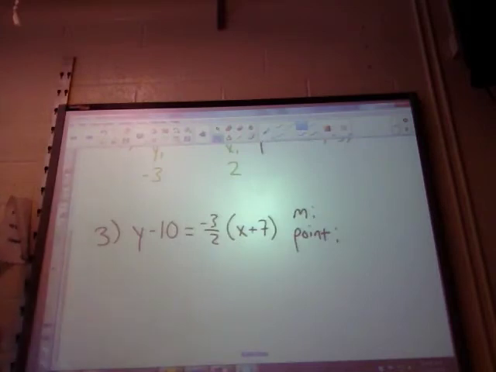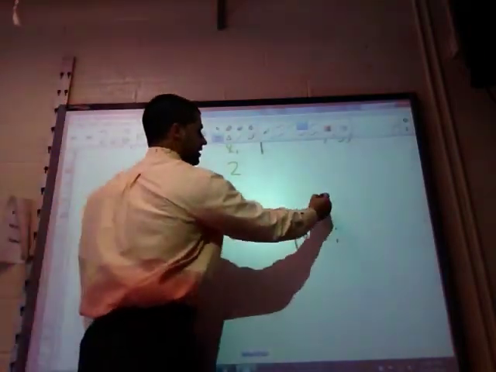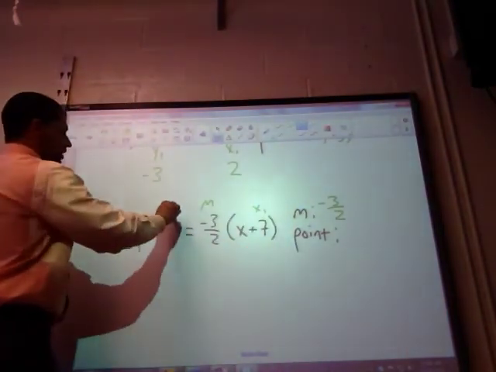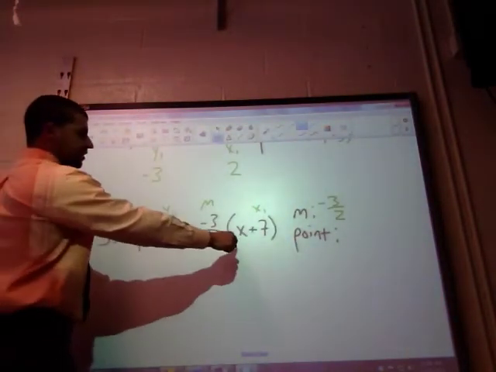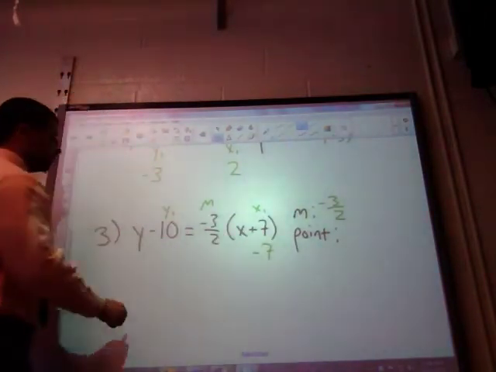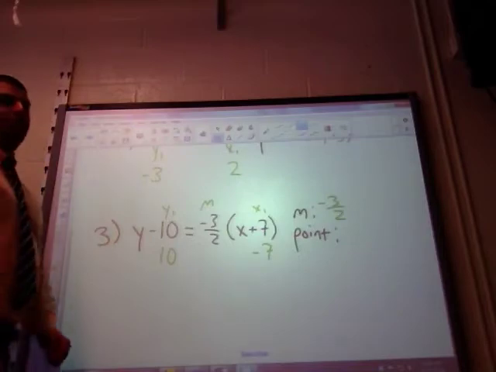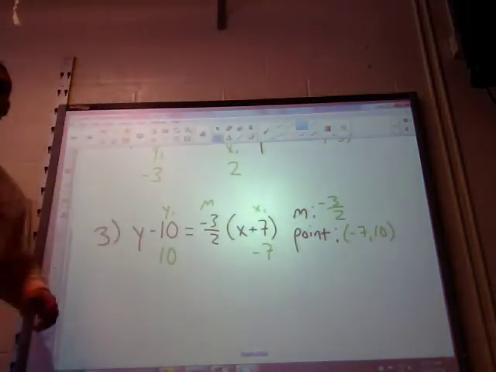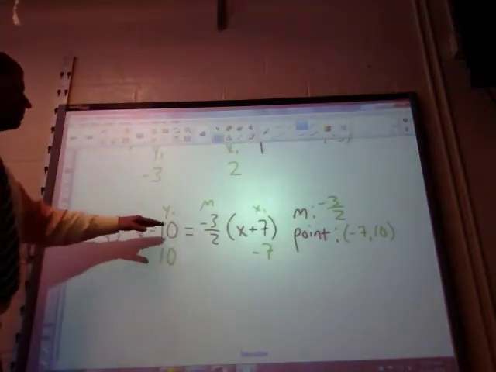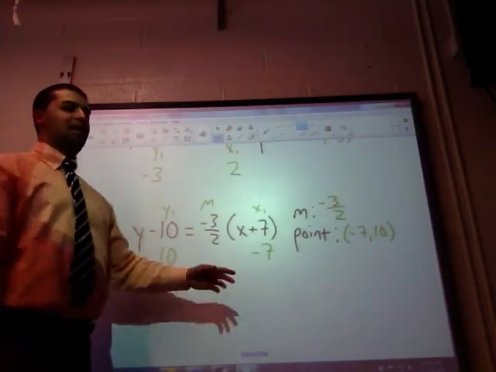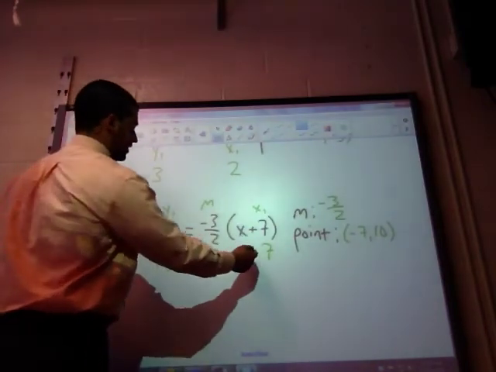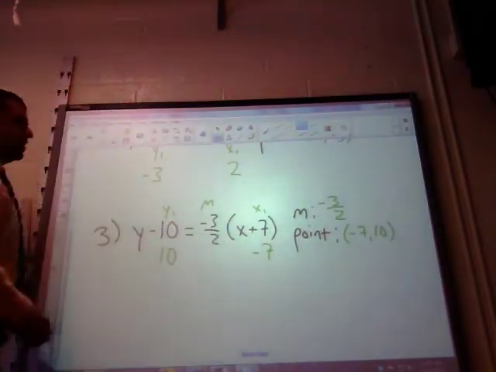How about this third one? Y minus 10 equals -3/2 times x plus 7. Slope should be the easiest part to pick out, -3/2. The point, so we have x1 here, y1 here. So x1 is a +7, meaning it was originally a -7. And it's a -10 here, it's originally a +10. So that's all you have to remember is that this one little weird thing about the equation is originally everything's minuses. To make it work, you have to use the opposite of the number you're given. So if it was given to us as -7, 10, we know it's x plus 7, y minus 10.